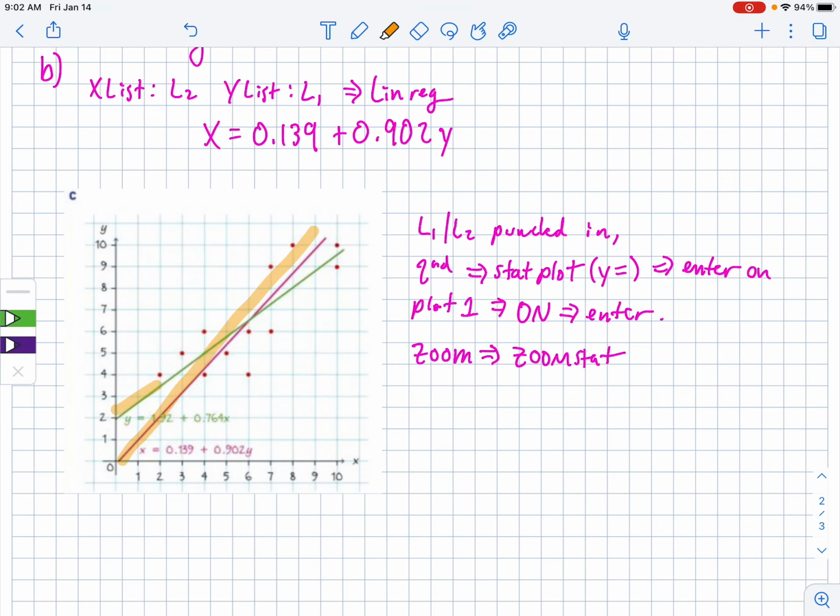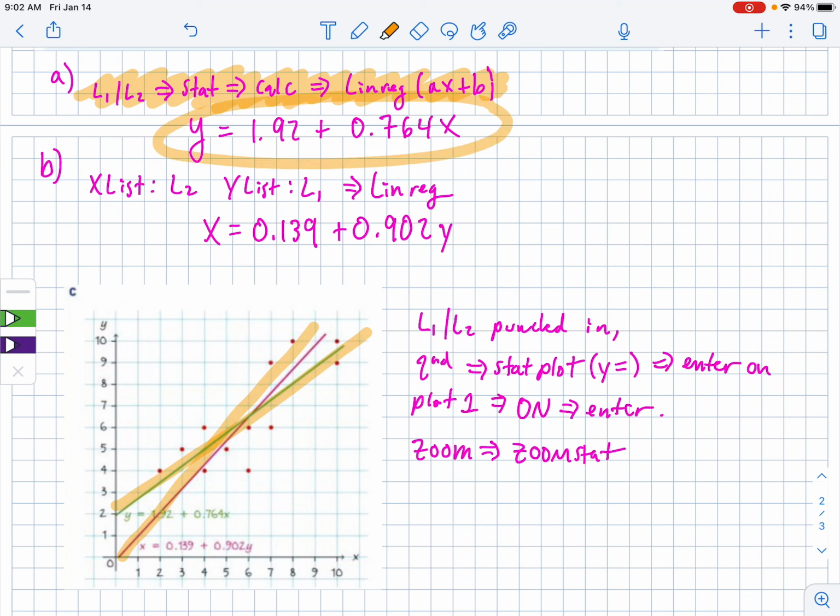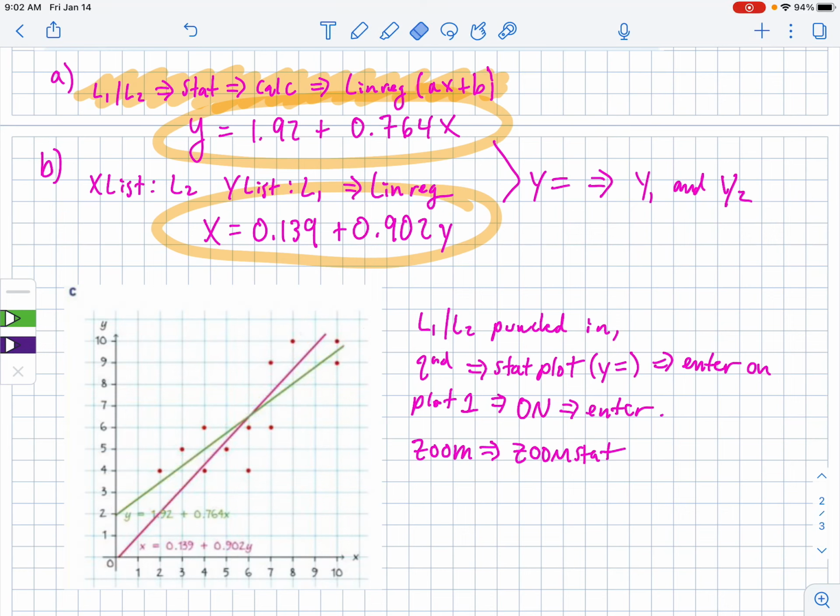To be able to see these two lines right here, you're going to have to take these two equations and then hit y equals, and then punch them into y1 and y2. Then you'll be able to see those two regression lines on the data.